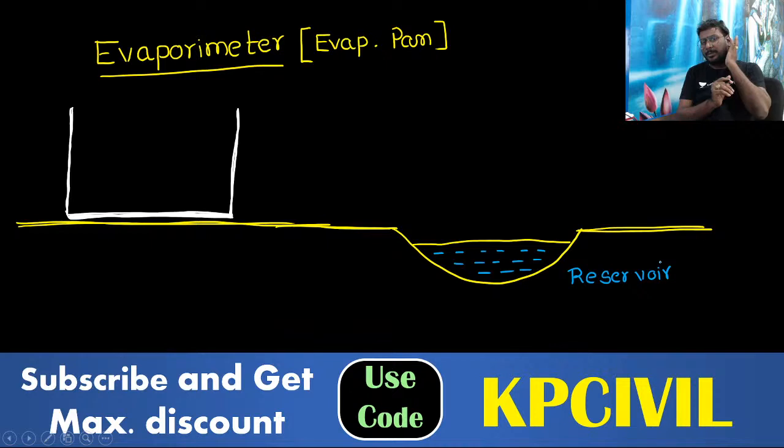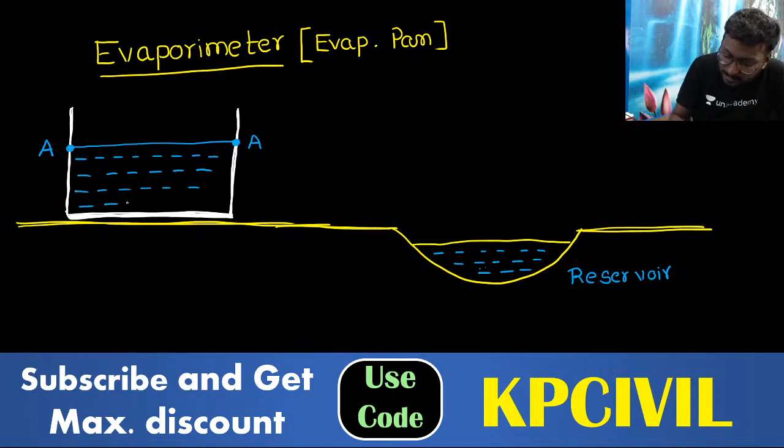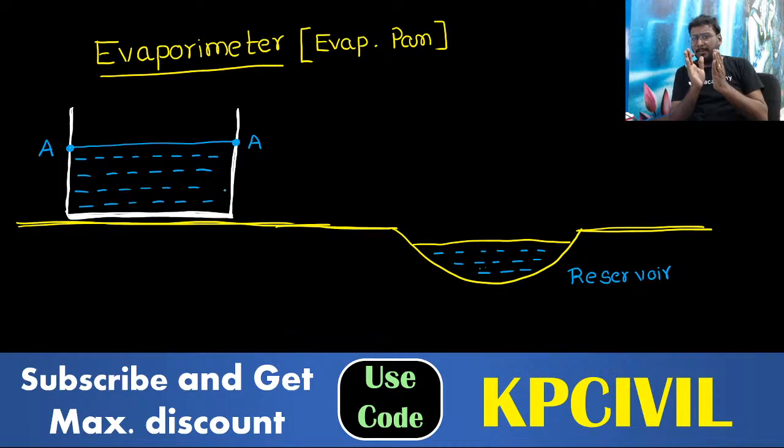You want to measure evaporation from the reservoir. Now you are filling water in the evaporation pan up to a stipulated level, taken as A. The same water in the reservoir is filled into the evaporation pan, the same quality, same impurities as it is. From the reservoir you have taken water and filled it into the pan.